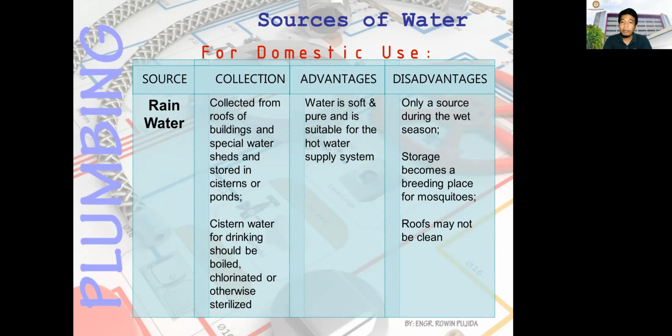For the disadvantages of rainwater, it is only available during the rainy season. The storage can become a breeding place for mosquitoes also. Then the roof may not be clean sometimes for human consumption, so that's the disadvantage if you drink water from the rain.